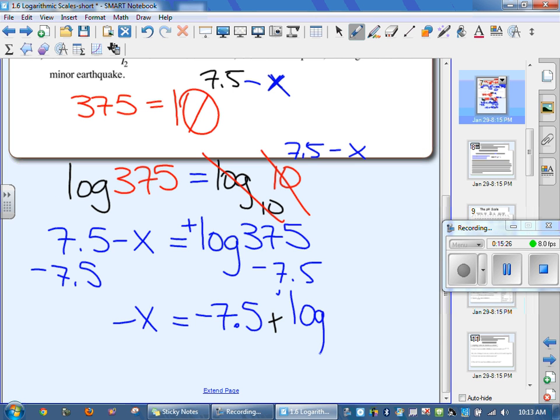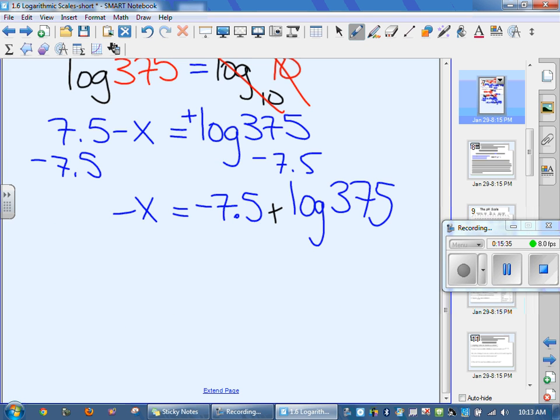Okay, so that's what it's going to look like. Now, can I ever solve for a negative x? No. So what's my last step here? What number's hidden in front of him? Negative 1. So what do you have to divide by? Negative 1. You divide everything by negative 1. And I'll show you the quick trick to this in a moment. So we're going to end up with x equals 7.5 minus log 375.